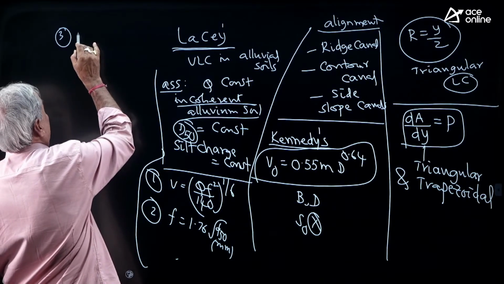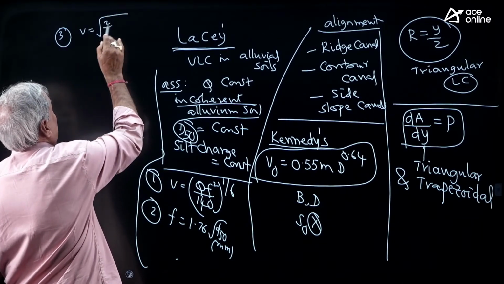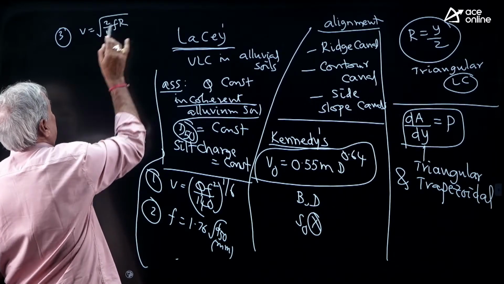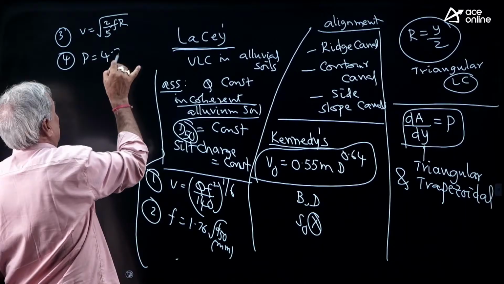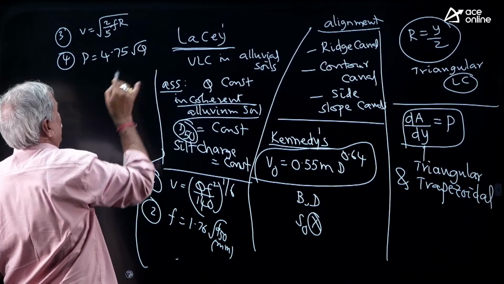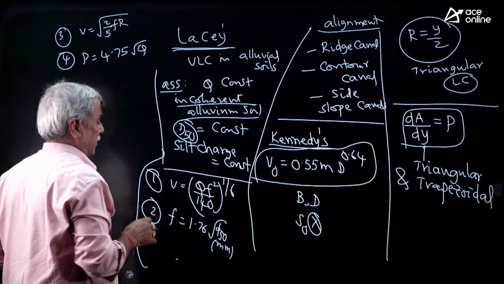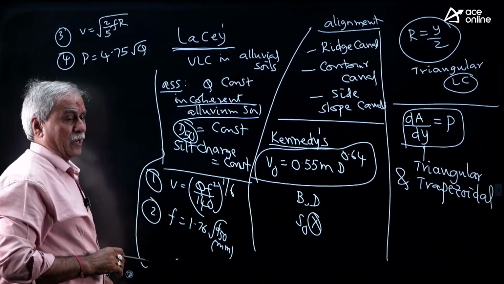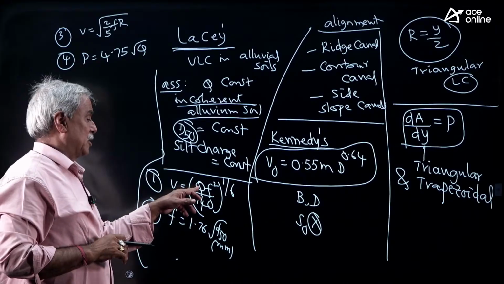Third formula, V is equal to root of (2/5)FR. Fourth formula, wetted perimeter is equal to 4.75 root Q. Wetted perimeter discharge relation: the velocity of flow in an unlined canal, given by Lacey's theory, depends only on discharge.